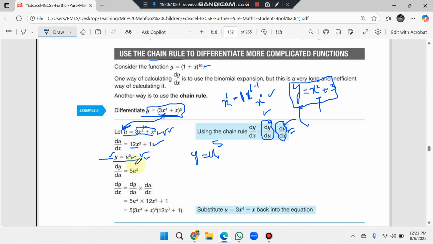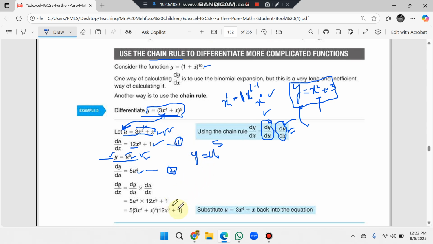So how can we find the derivative of y with respect to u? By using the power rule. And what is the power rule? dy by du is equal to, this 5 goes to the start, it becomes 5 u raised to the power 4. This is your equation 2. This is your equation 1. Do you understand till equation 2?